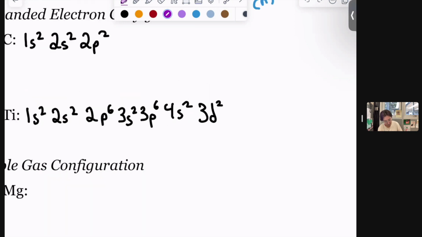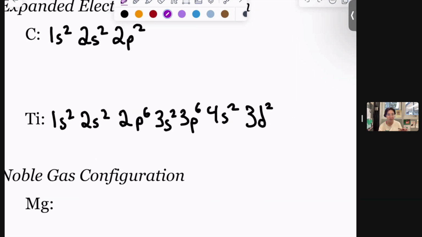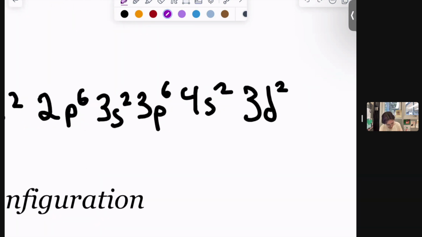Okay, so just to recap, we've filled in our electron configurations for these two different ones. So just to clarify again, why our 4s comes before our 3d. This fills first.